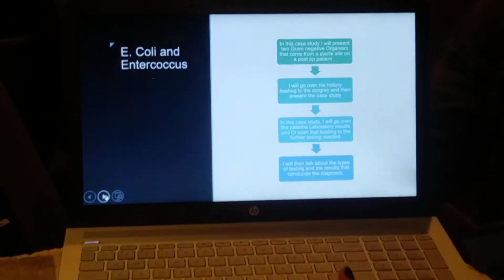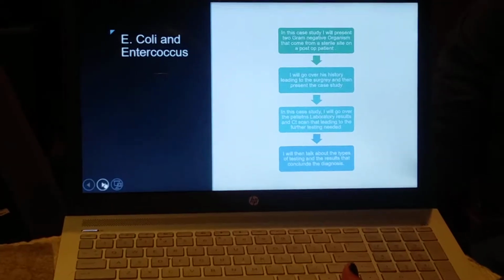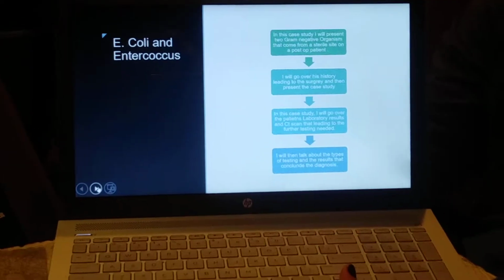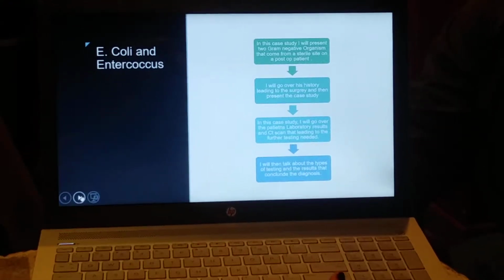As I present this case study to you, I'm going to present the patient with their signs and symptoms, the workup that we've done, and how the laboratory goes about identifying these two organisms.